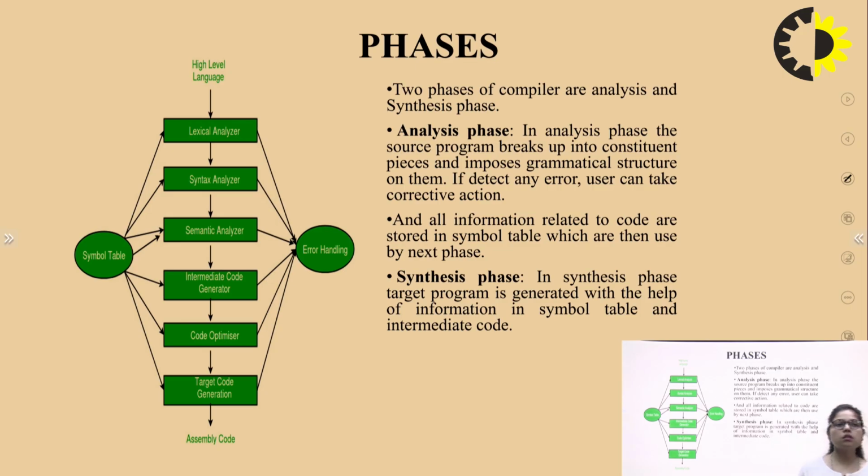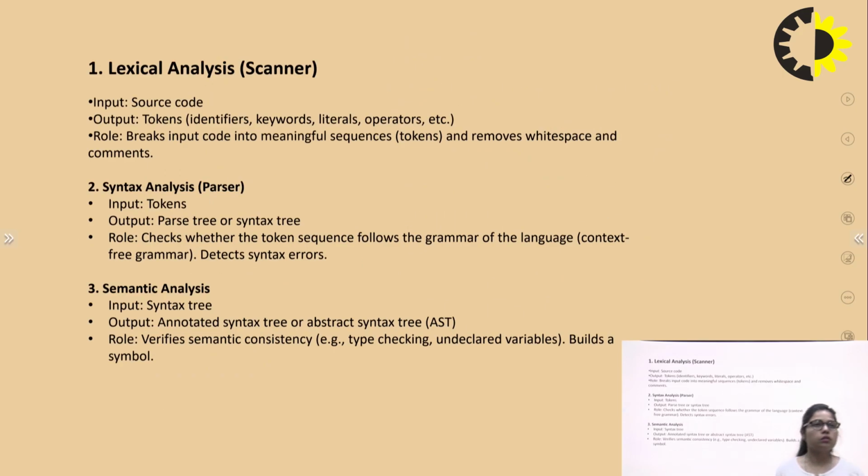In the analysis phase, the source program breaks into constituent pieces and imposes grammatical structures on them. If it detects any error, the user can take corrective actions, and all the information related to the code is stored in the symbol table, which is then used in the next phase. I have already told you this. Now, what is the synthesis phase? In the synthesis phase, the target program is generated with the help of information in the symbol table and intermediate code. These are the phases. Now, what is in detail?